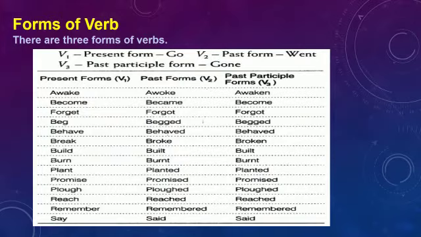Now forms of verb. There are three forms of verb. That is present form, past form and past participle form, or we can say V1, V2, V3. Example: go, went, gone. Some more examples: awake, awoke, awoken; become, became, become.